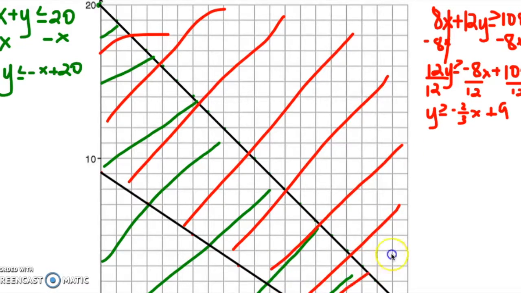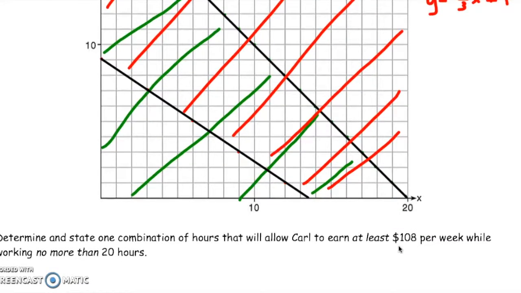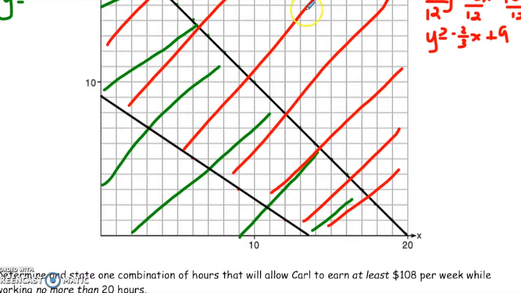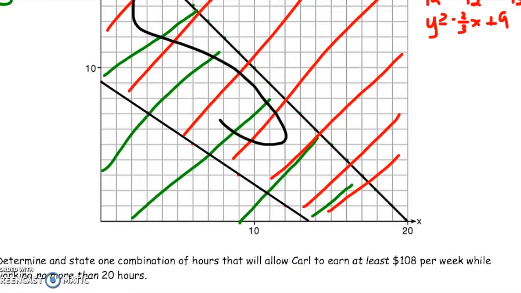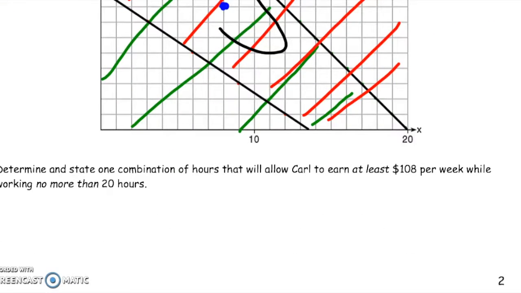Okay, so now it says determine and state one combination of hours that will allow Carl to earn at least $108 and work no more than 20 hours. Anything within this solution set, anything within this overlapping shaded area will satisfy both inequalities. So we could say possibly 8, 8, I think was the example I used in class today. That's right there. That falls right in the overlapping shaded area, which means it satisfies both inequalities.